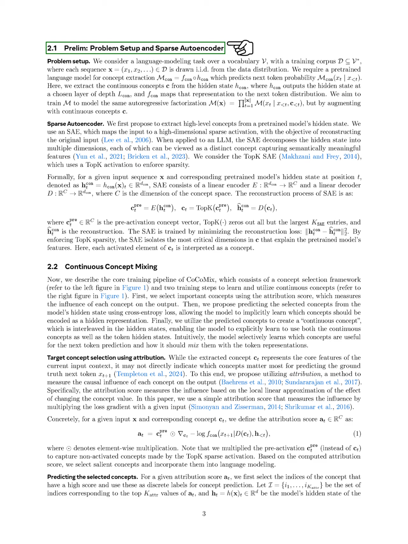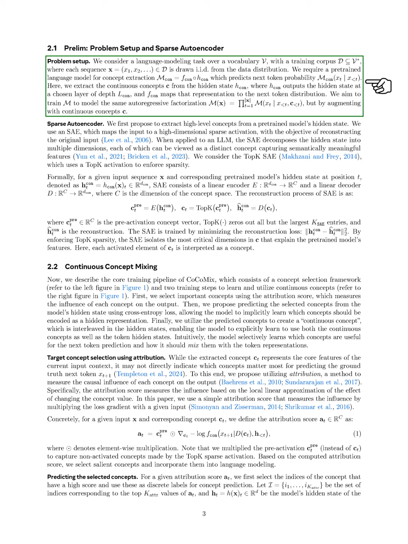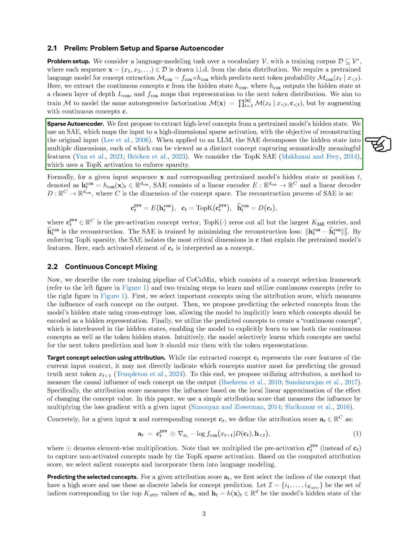For our problem setup, we focus on a language modeling task involving a vocabulary and a training dataset. We utilize a pre-trained language model for concept extraction, which predicts the probability of the next token based on previous tokens. We extract continuous concepts from the model's hidden state, aiming to train the model to maintain the same autoregressive structure while incorporating these concepts.